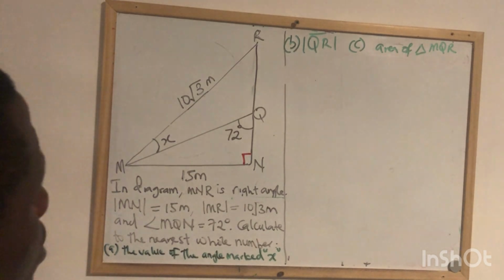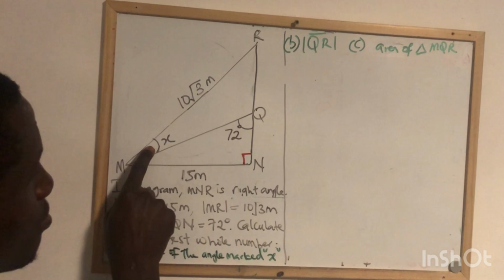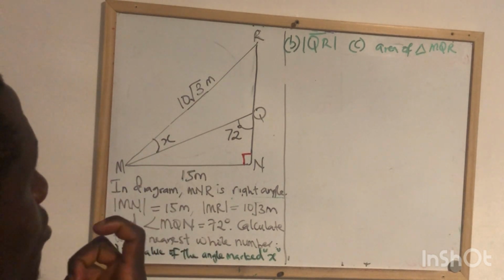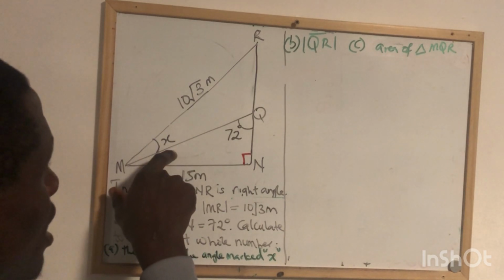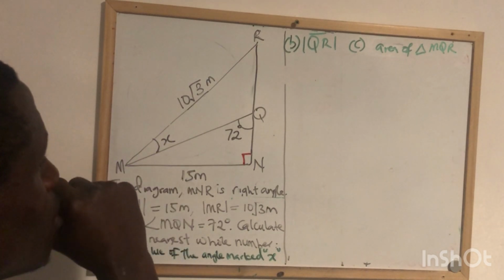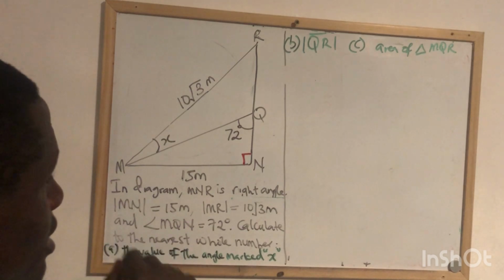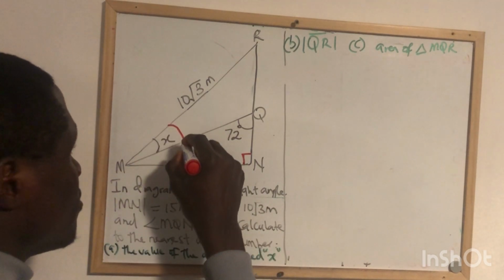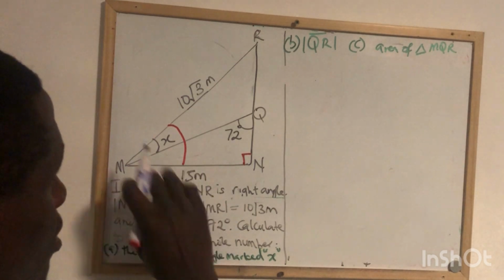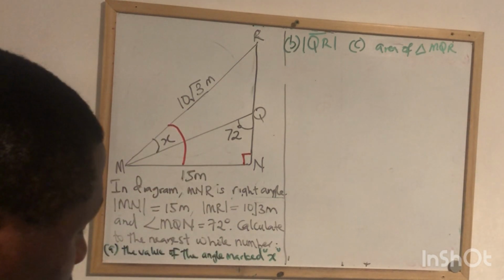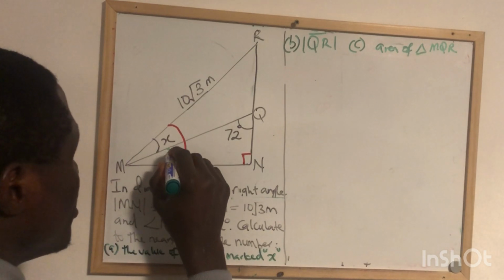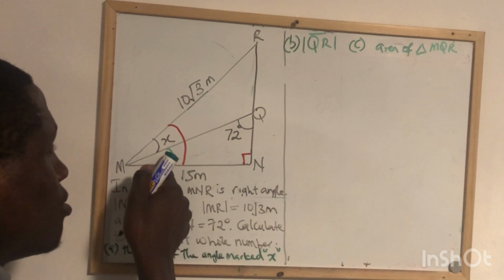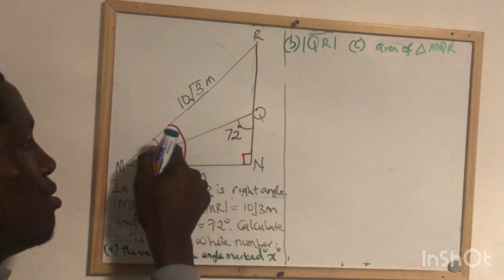Now, to calculate the value of x, how do we go about that? This is the angle x that we're looking for. But to get the value of angle x, we need the total angle here first, and then it does not end there. We also need an angle here, because if we get the angle here, you can take it from the total angle to get our x.